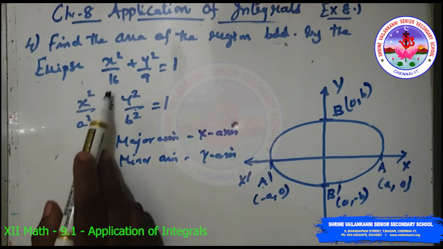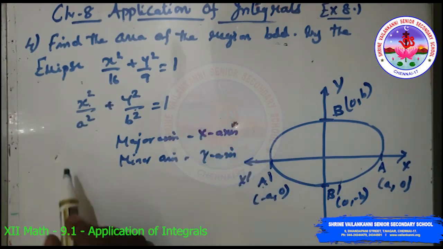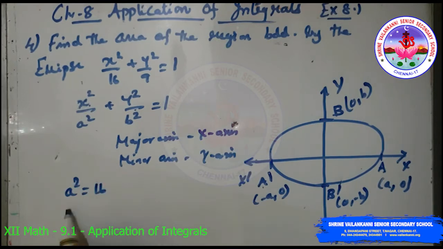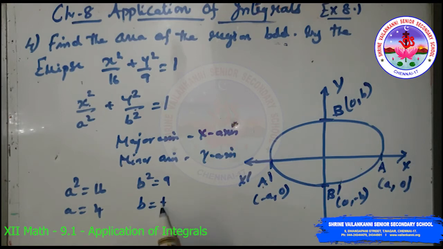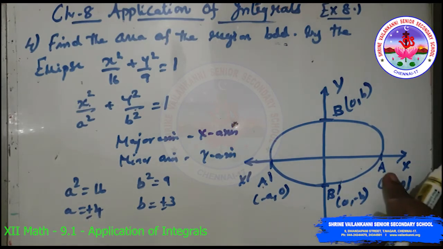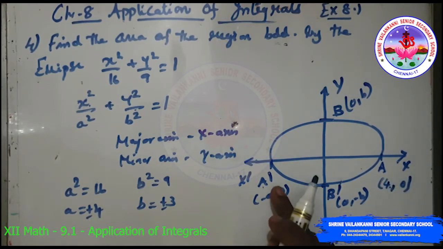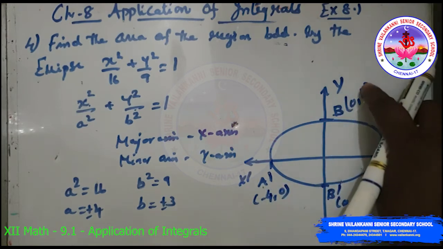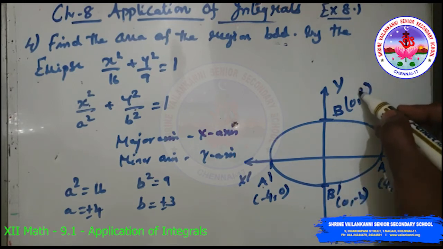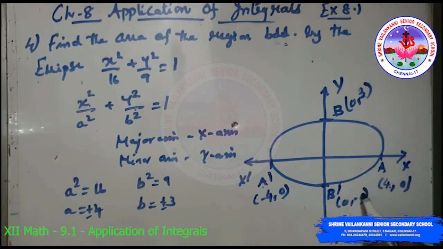Here a square is 16, so a is 4. b square is 9, so b is plus or minus 3. So the vertices A are (4, 0) and (minus 4, 0), and the minor axis vertices are (0, 3) and (0, minus 3).